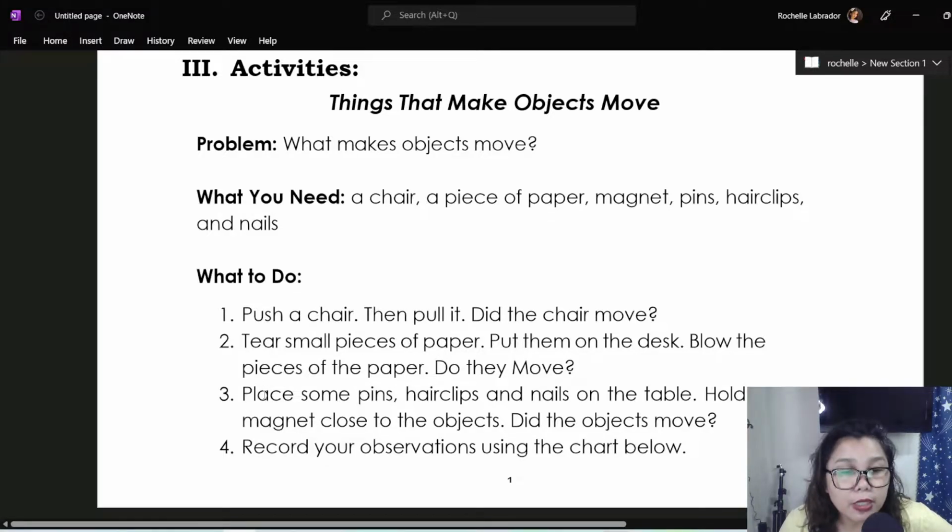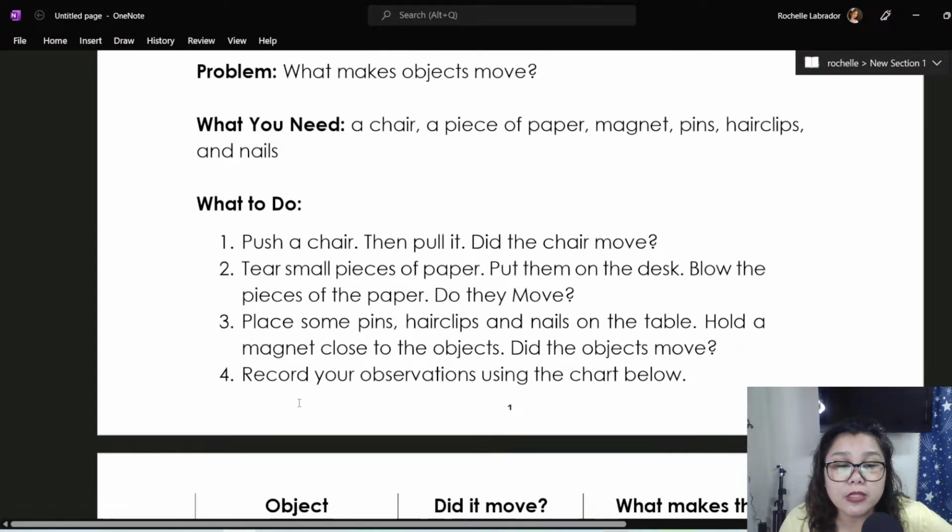And the third one, using pins, hair clips, and nails. So place some pins, hair clips, and nails on the table. Hold a magnet so close to the objects. Did the objects move? So, by doing these 3 activities, record your observations using the chart below.